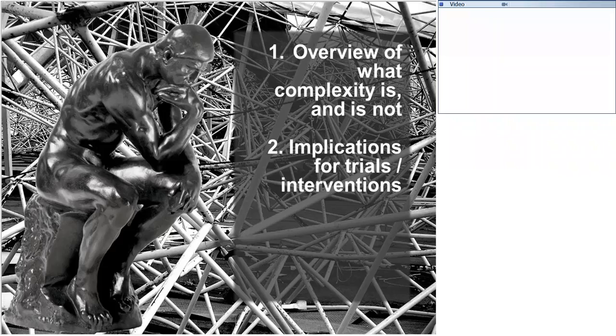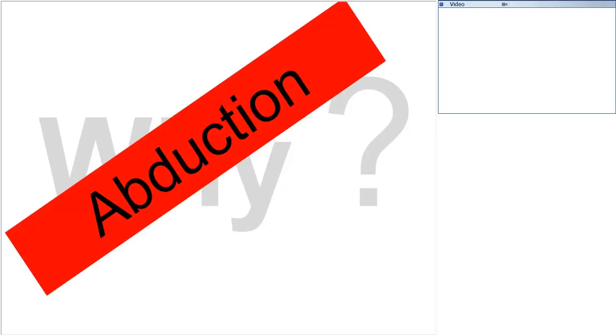First of all, though, I'd like to address a key question in complexity research. And this key question relates to why. Why do we get the results we do from our intervention studies? Why don't we sometimes get the results that we do expect? Not just measuring intervention effects, but also understanding why we get those effects. And because of this, why-type questions are really central to complexity approaches. And there's a special name for that, and that name is abduction.